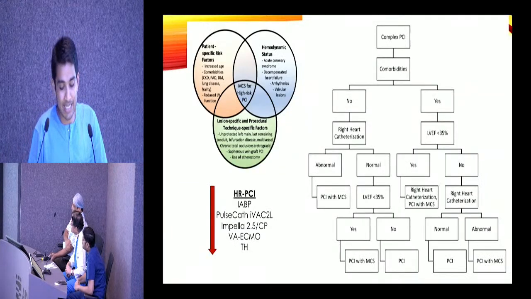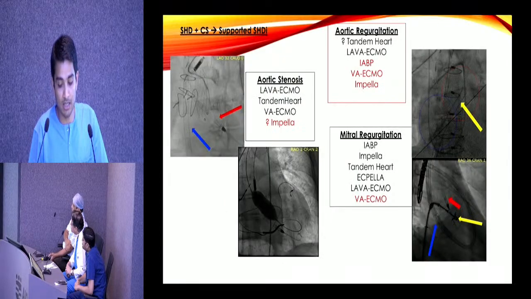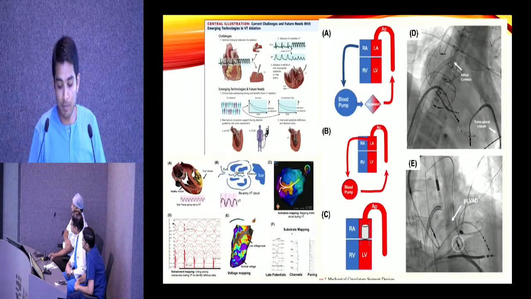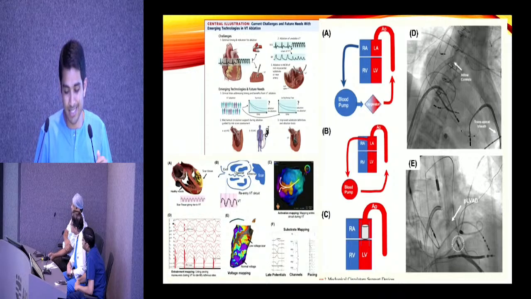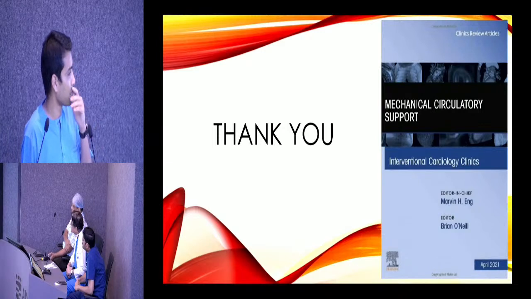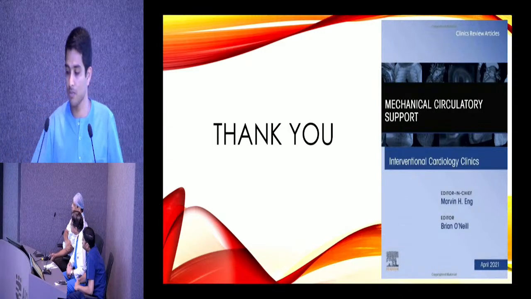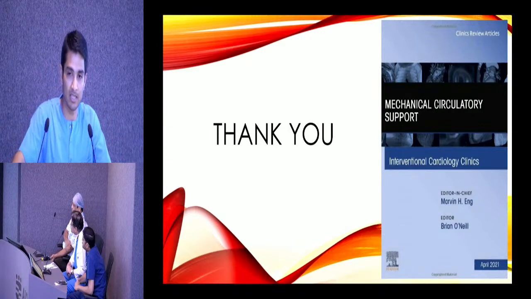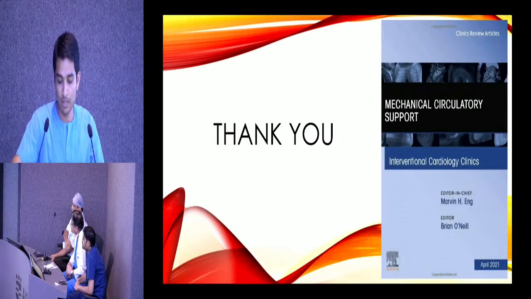So these are just slides on high-risk PCI, structural heart interventions, and VT ablations that can be done with these devices. That's not the focus of our talk today. And as I mentioned, I'm not talking about the RV support devices because we're not really covering RV shock, but these are the Impeller RP and the Protect Duo. We'll end this here.